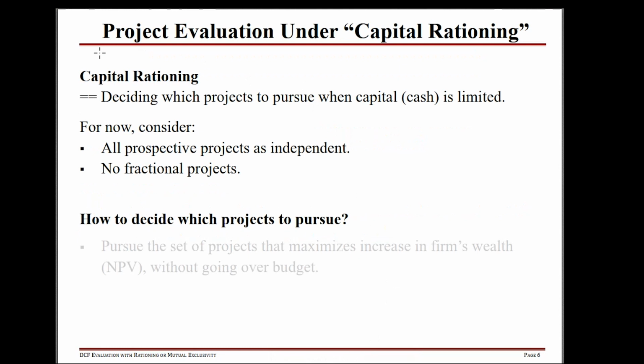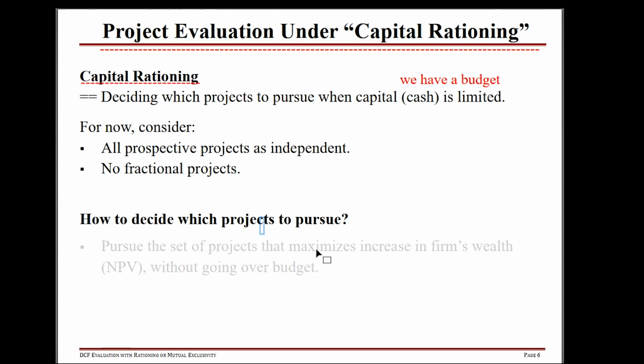And then the last thing we looked at in this chapter is project evaluation under capital rationing. So first of all, what's capital rationing? Capital rationing is just deciding which projects we want to pursue when we have a budget, right? When we have a budget. And for us, we're considering all projects are going to be independent. So we're back to independent projects now under capital rationing, and no fractional projects. So either we launch the new project or we don't. We do this development of 5 buildings, or we don't. No fractional projects.